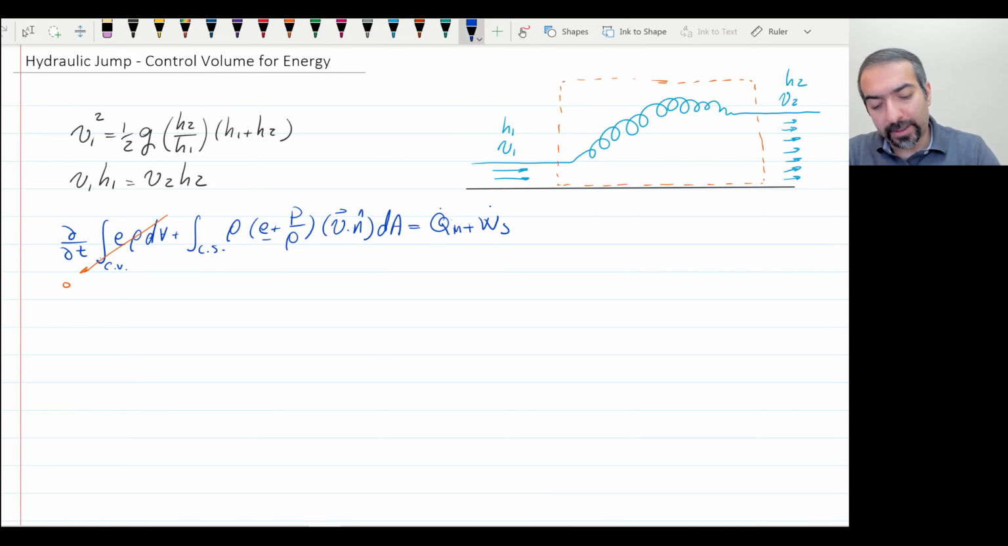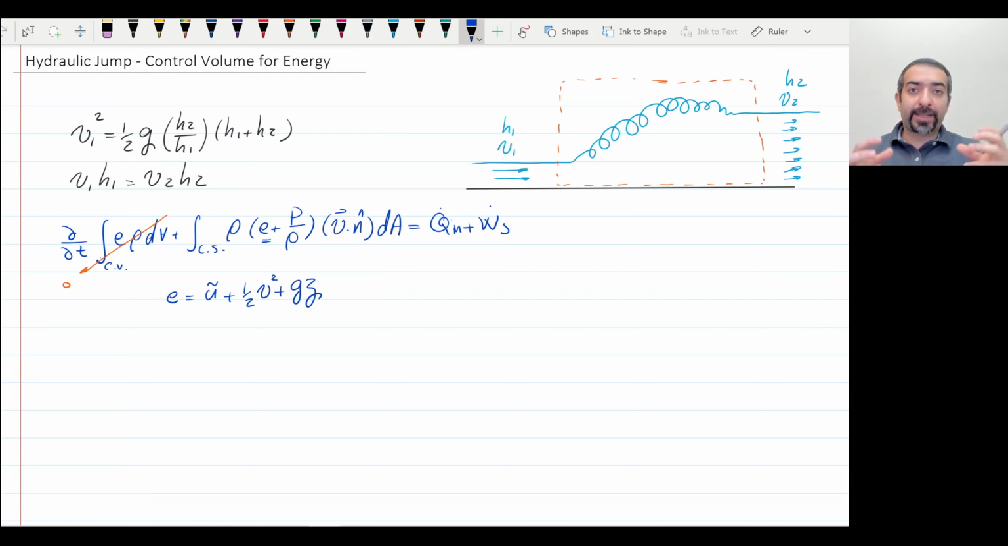Also remember that E is the intensive property for energy. So that is equal to U tilde, which is a measure of internal energy, plus kinetic energy plus potential energy. Now, I can argue that the contribution of internal energy for this problem is 0 because it's an isothermal problem. The reason is conservation of mass. Whatever mass enters the control volume leaves the control volume. Because it's isothermal and incompressible, the amount of energy that comes in with the mass is equal to the amount of energy that leaves. So the overall contribution of U tilde is 0.